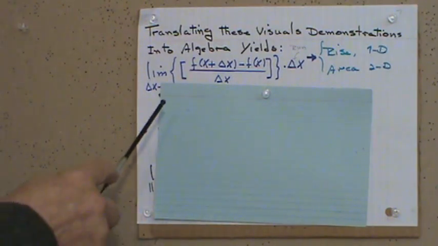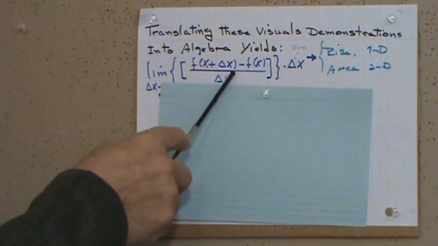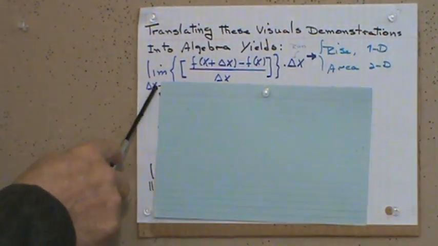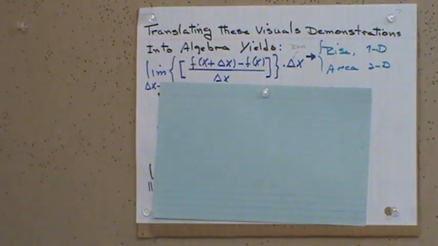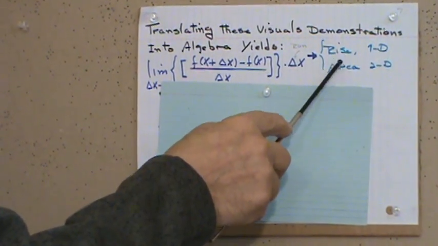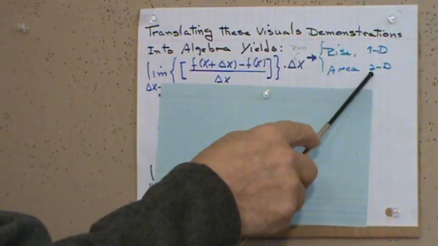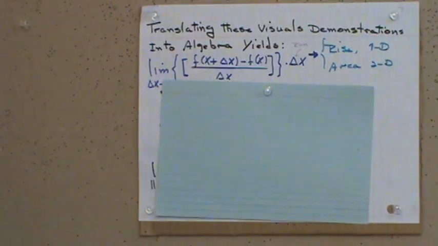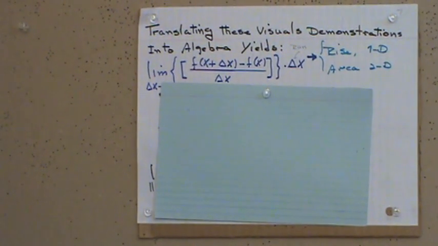But anyhow, when we take the limit of this, we get the derivative. We multiply by delta x as delta x approaches 0, and what do we get? In 1D, we get the rise. In 2D, we get the area. Is that right? We already went over that.